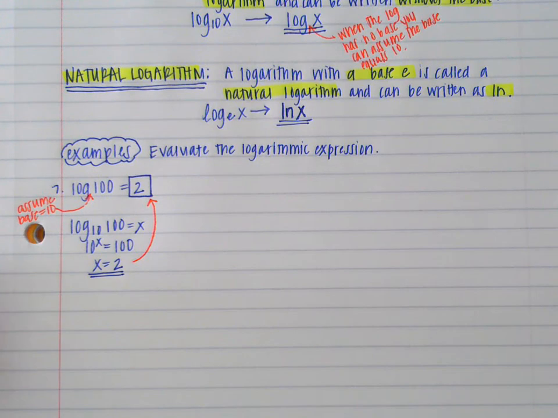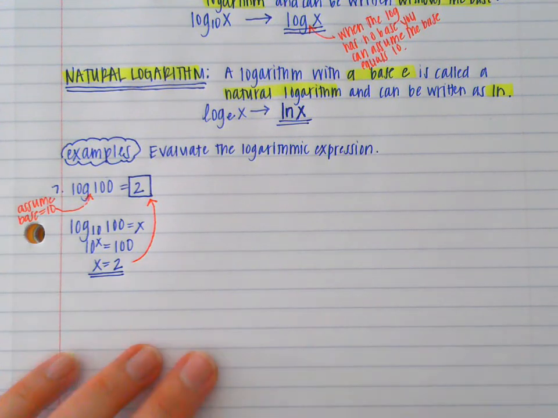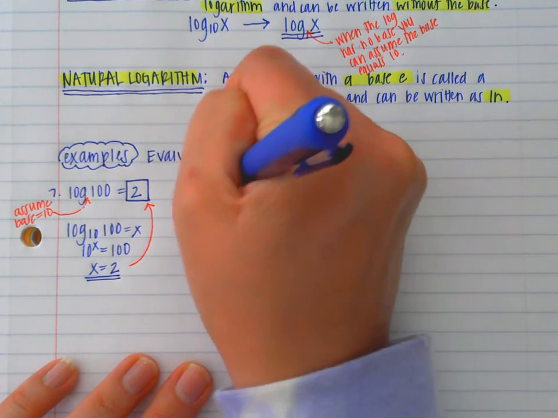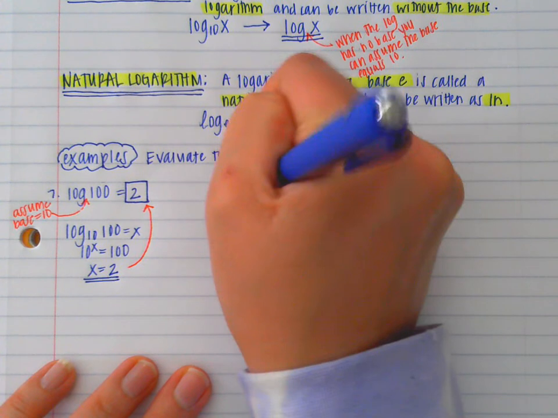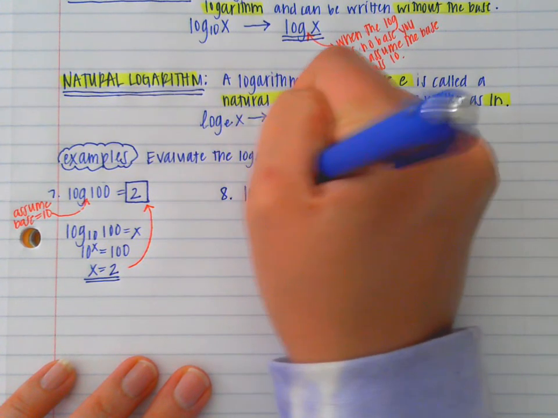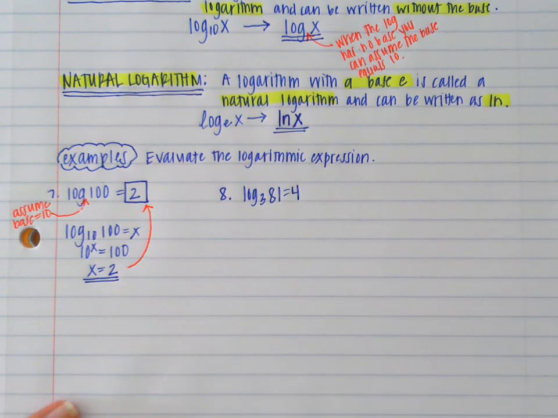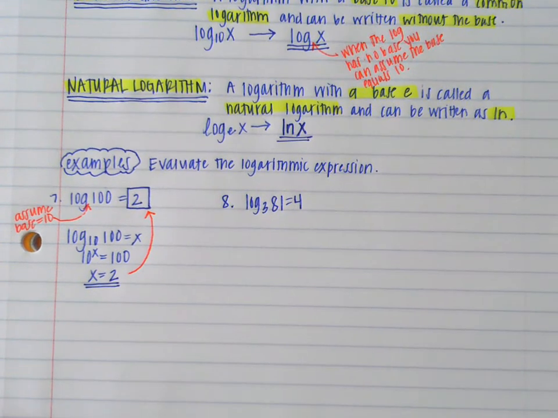Okay, now let's do another one without a common logarithm. So it's something that we wouldn't be able to use our calculator on. So log base 3 of 81 equals 4.